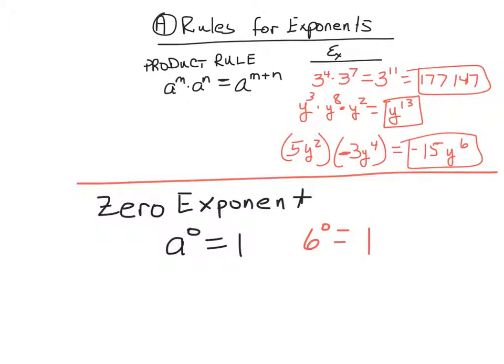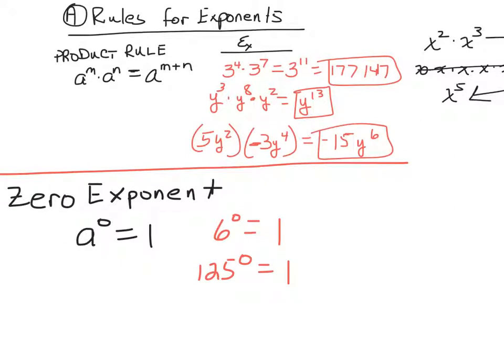Every real number to the 0 power other than 0 is 1. Somebody in the whole wide world, what's 125 to the 0 power? 1. What is your grandma's left elbow raised to the 0 power? It's 1. Yeah. Okay.